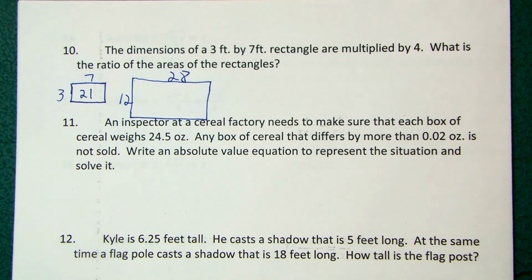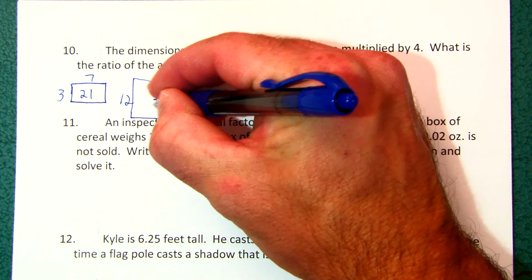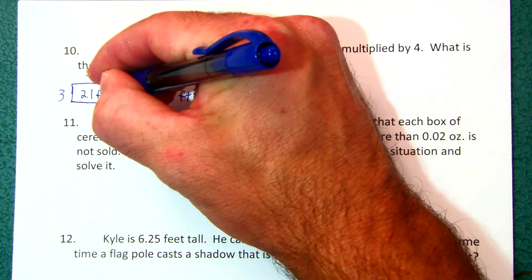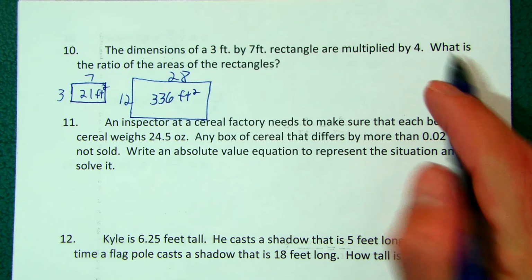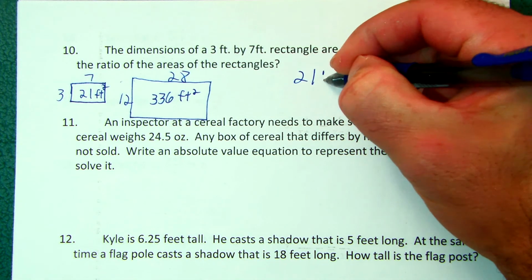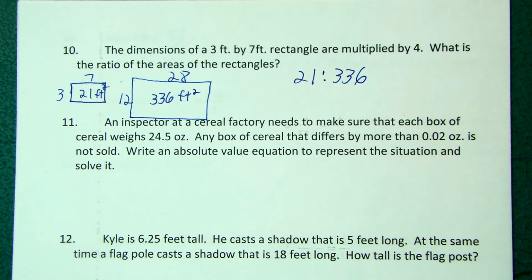What's 12 times 28? 12 times 28 is 336 square feet. So what is the ratio of the areas? We're going to do 21 to 336.